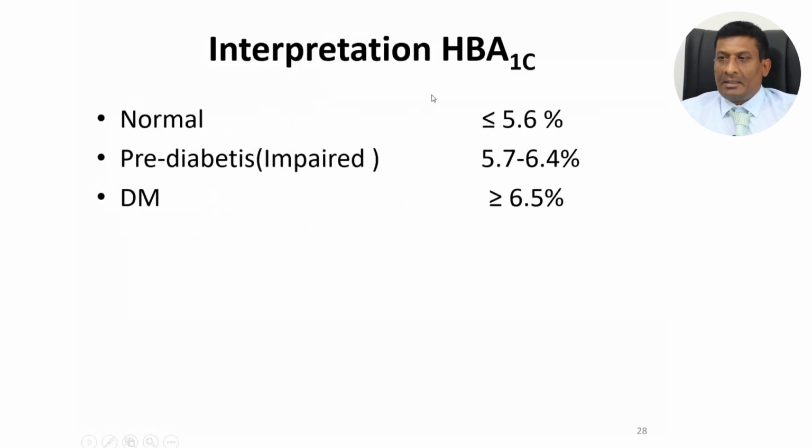The non-diabetic HbA1c is when it is equal or below 5.6. Anything between 5.7 to 6.4 is pre-diabetic. If it is equal or above 6.5, that is diabetes. So this is how you interpret, and as I mentioned earlier, HbA1c is well standardized, so these cutoff points should not vary from one lab to the other.